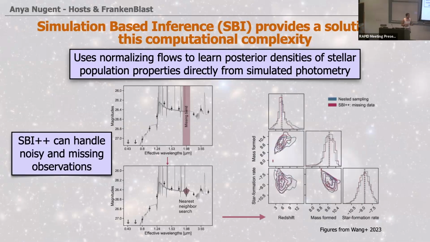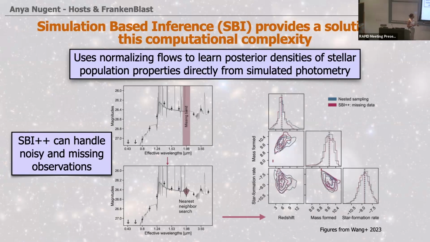Now, SBI was used successfully in a paper led by Bingji Wang, where they were trying to do SED fitting of galaxies in a JWST survey. And what was cool about their model is that they added the ability for SBI to handle missing and noisy observations, which was not in the baseline SBI model. Obviously, this is really important because galaxies might be undetected in certain filters, or we might be missing data, or they might have more noisy photometry depending on the night that we get it from.